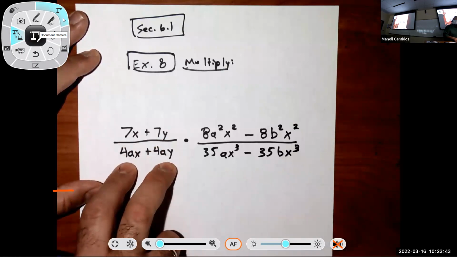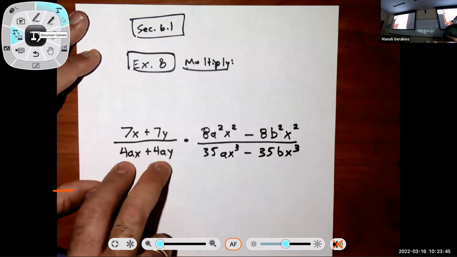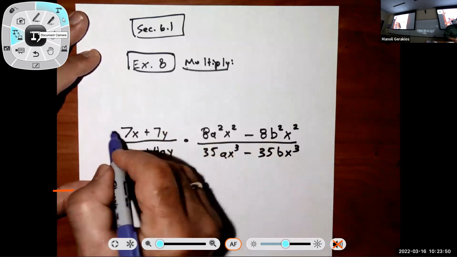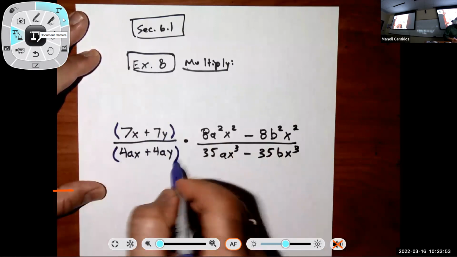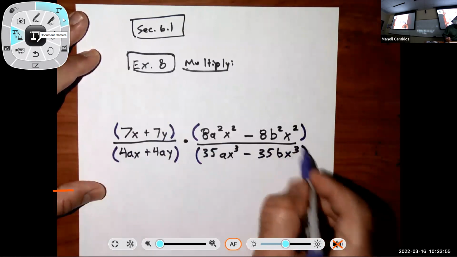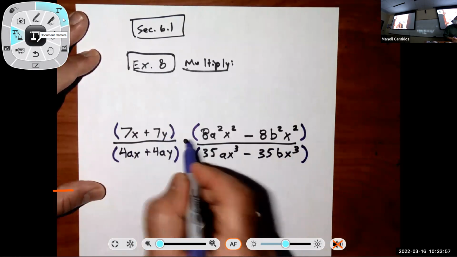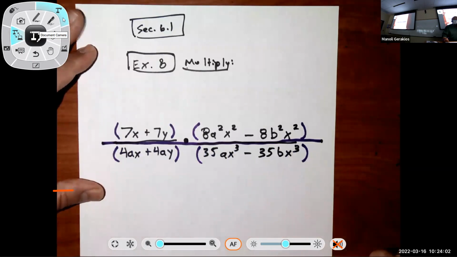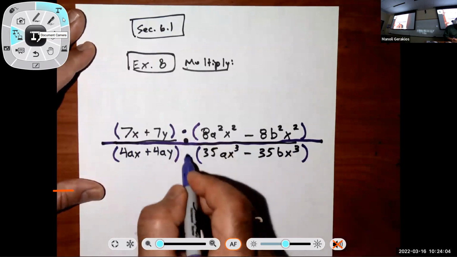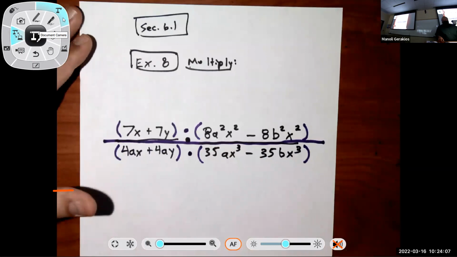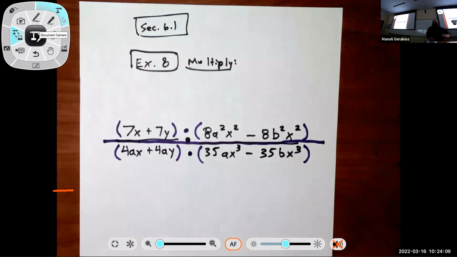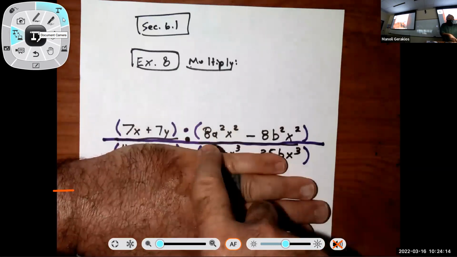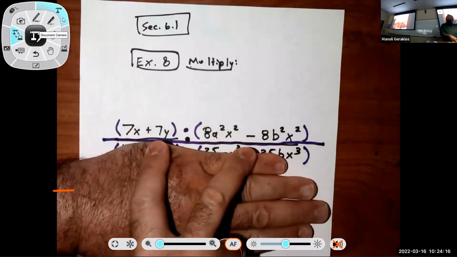4ax plus 4ay, this is two terms and this is two terms. This is two terms in this numerator and this is two terms. When you have multiple terms, capture them in parentheses before you begin. Then you times straight across and join them with a single fraction bar. So there's multiply between these two numerators, between these two denominators. From here, instead of literally foiling between these two binomials, don't do that.